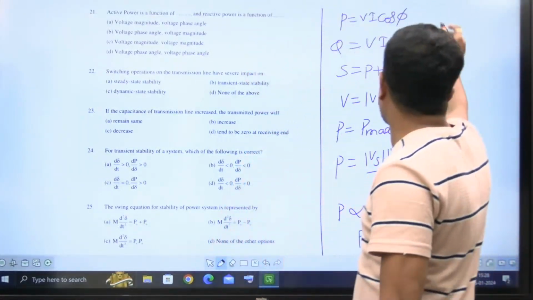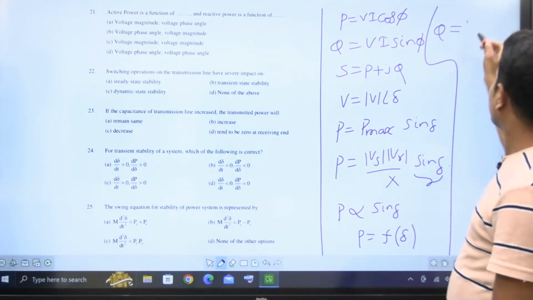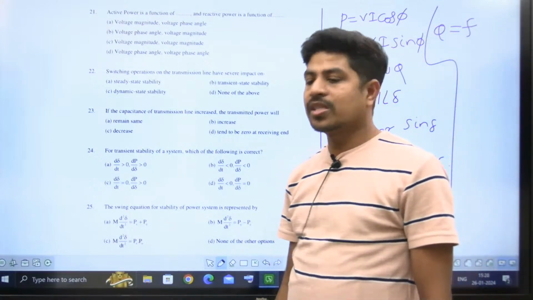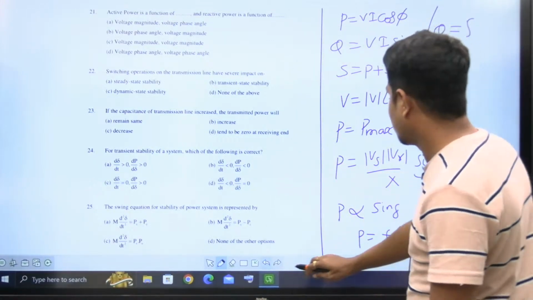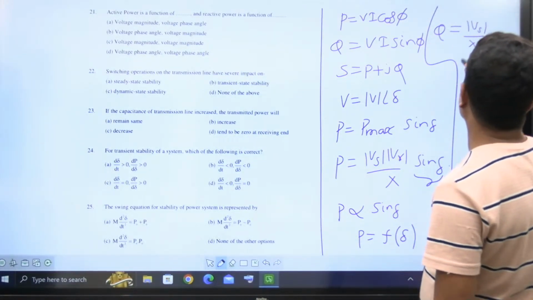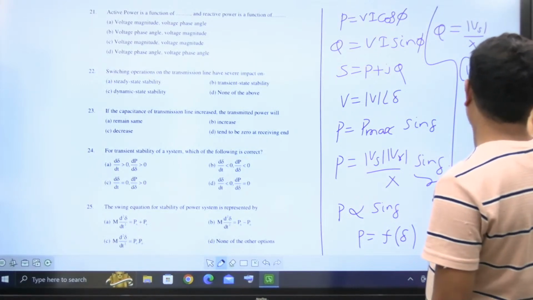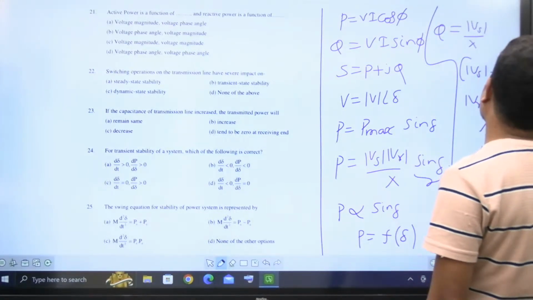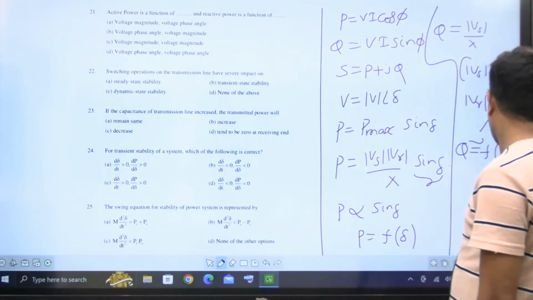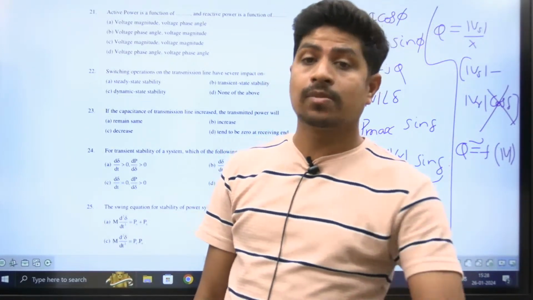In the same way, we have a formula for reactive power. Q is equal to, yes, sir. This way we are going to get a formula, but we can derive that formula. That is one of the easiest formulas, an approximate formula. So Q is equal to mod Vs by X into mod Vs minus mod Vr cos delta. But the variation of delta is very small here, therefore we can neglect it. So Q is approximately a function of mod V. So active power is a function of phase angle, reactive power is a function of voltage magnitude.